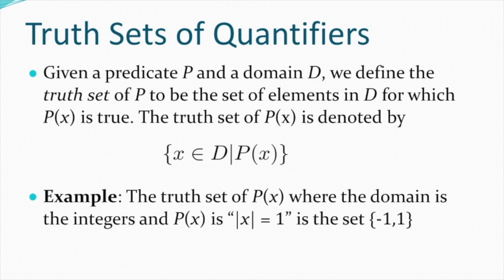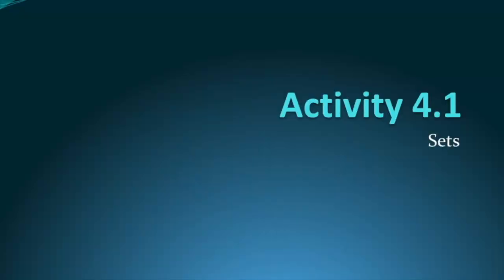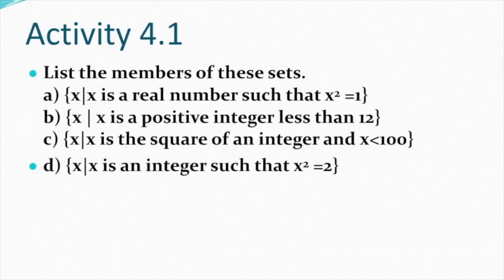As an example, P(x), where the domain is the integers. Now, if P(x) is the absolute value of x, the positive value of any number, equal to 1, then the set {-1, 1}: both satisfy the rule. Both satisfy P(x). So those two values make the function P(x) true. Now, let us do this activity together.